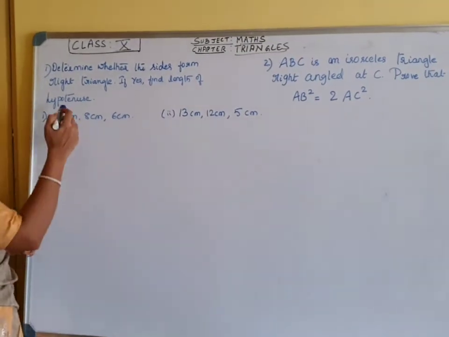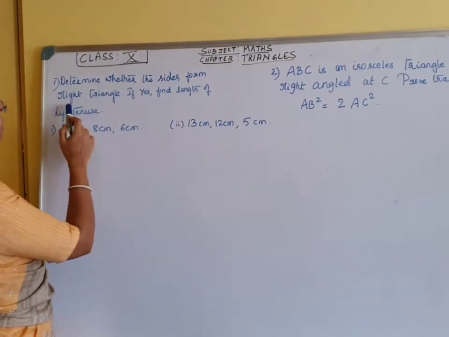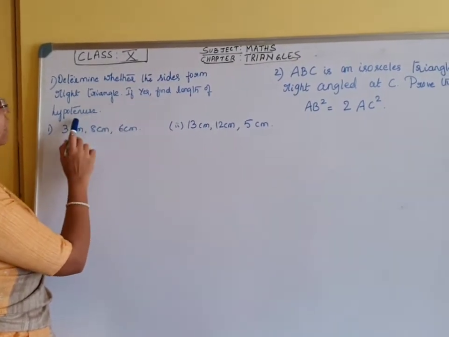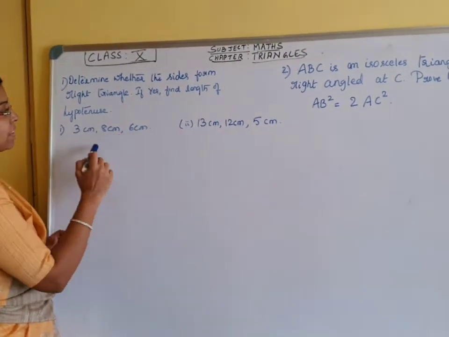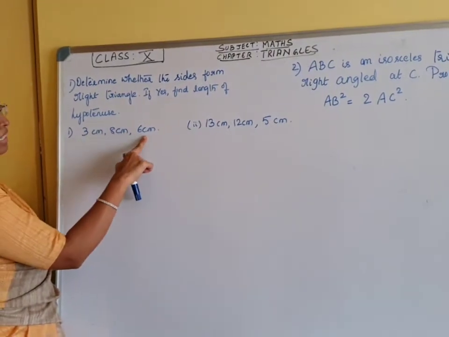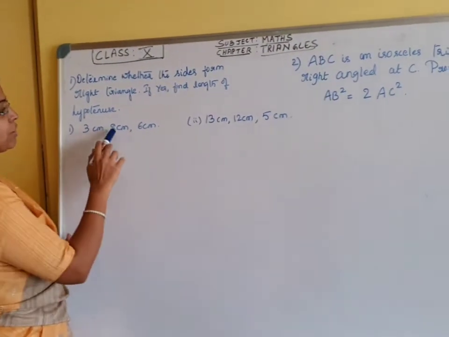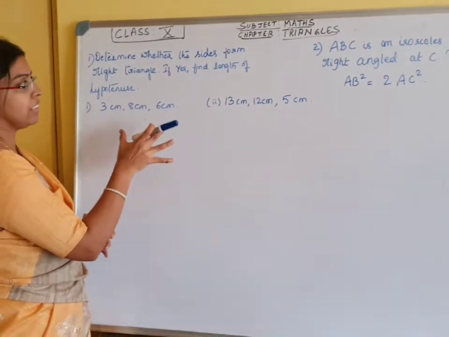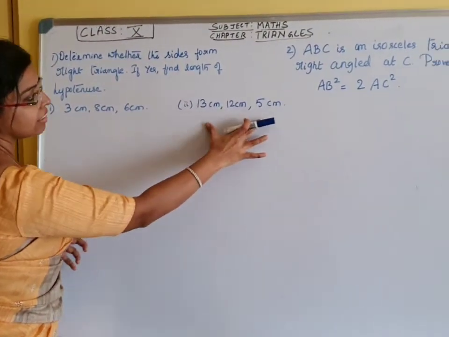We will go to the first problem. Determine whether the sides form a right triangle. A right triangle is nothing but a right angle triangle. If so, find the length of the hypotenuse. So you have the triplets here, 3 cm, 8 cm and 6 cm. What we need to find out is whether this triplet is the sides of a right angle triangle. And here there is another triplet.